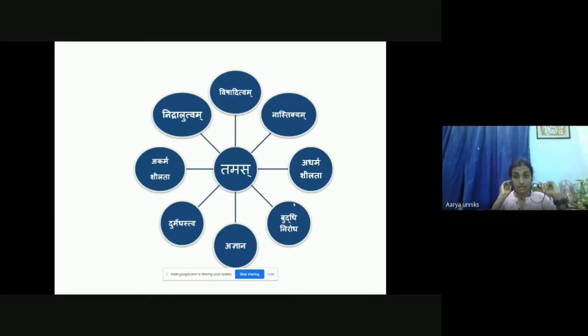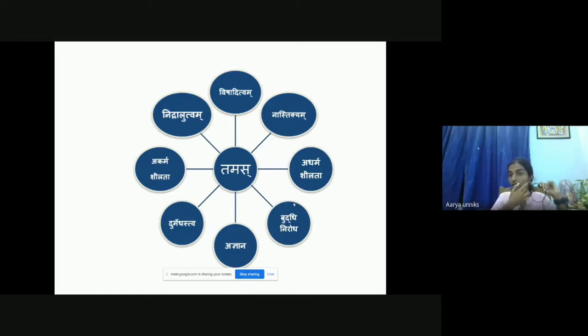And this is Tamas, Tamoguna Yukta Purusham. Vishadittvam, there it is Dukkha Bhulda, that is different. Here it is Vishadittvam, that is totally a state of depression. Nastikyam, atharmashilata, buddhi nirotha, atnyanam, durmedastvam, akarmashilata, nidralutvam. See, atharmashilata, buddhi nirotha, durmedastvam. The opposite of these can be seen in sattvika purusha. Buddhi and metha are features of sattvika purusha. Atnyanam is a feature of tamas, while jnanam is with sattvika purusha.